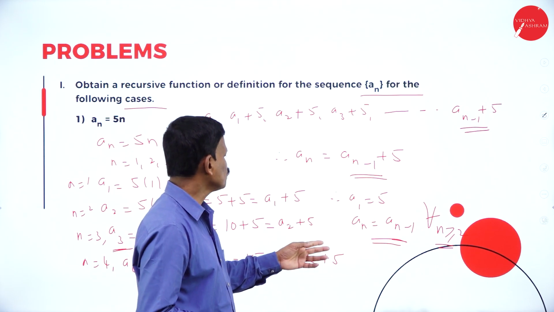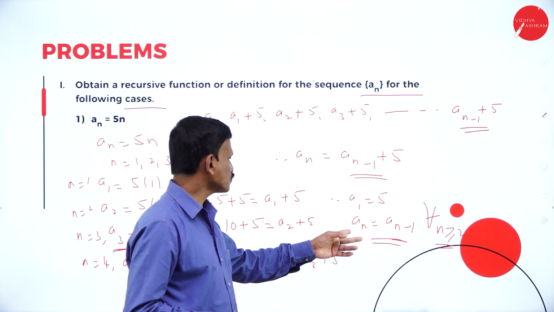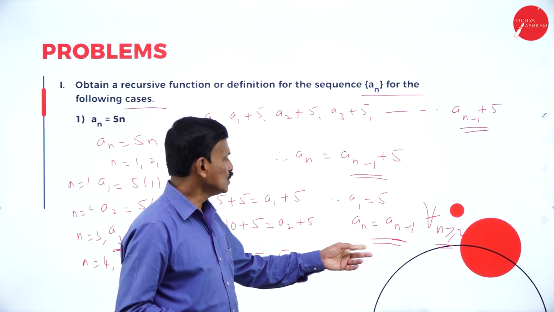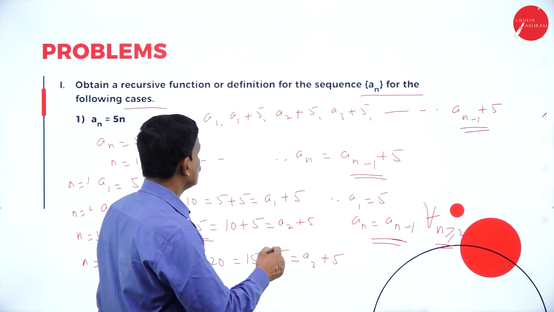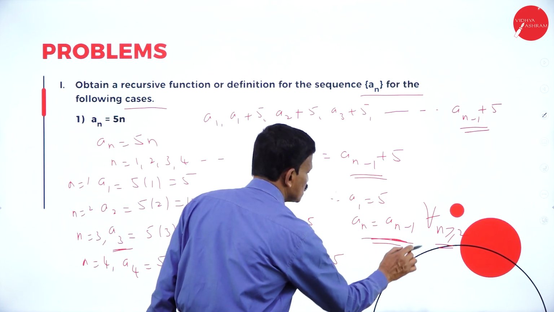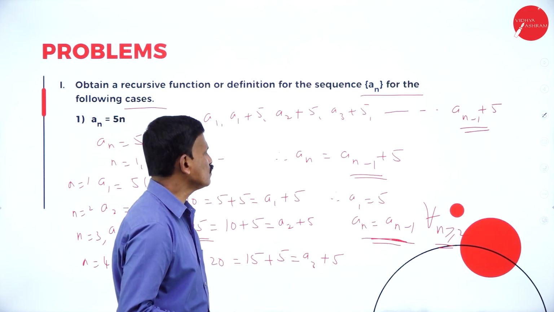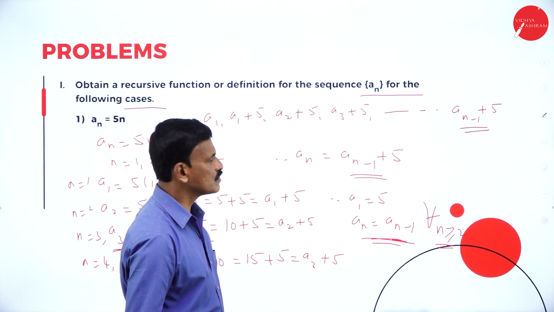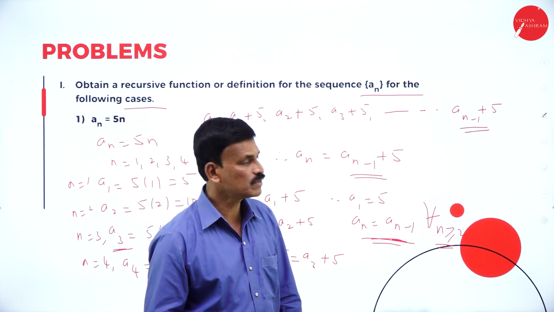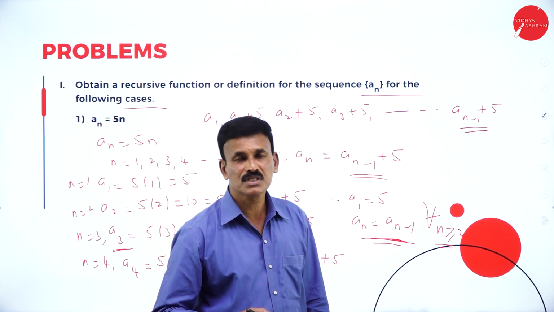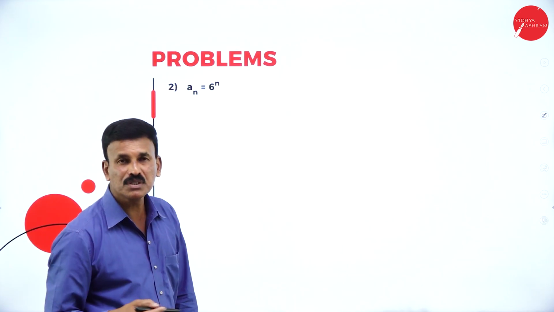Similarly, if you put n is equal to 3, you will get a2. If you put n is equal to 4, you will get a3. Therefore, the required answer for this problem is the sequence an is equal to an minus 1 plus 5, where a1 is equal to 5, for all n greater than or equal to 2. That's it. If you do this much, definitely you will get 5 marks from this. Now let us come to the next problem.